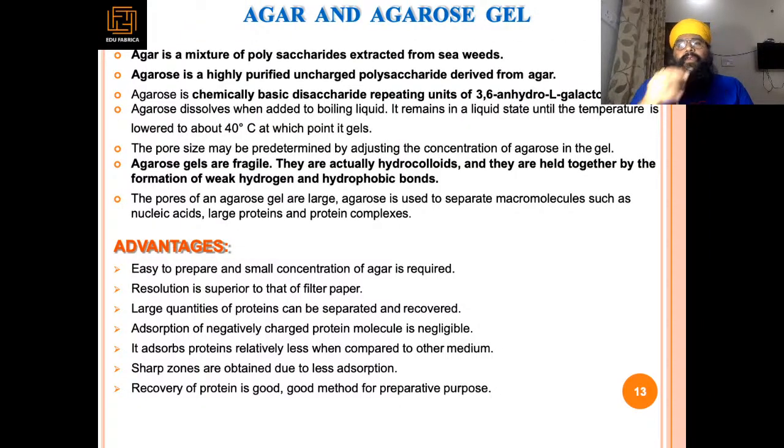We can use two types of gel in it. One is agar and one is agarose. Agar is a mixture of polysaccharides extracted from the seaweeds, whereas agarose is highly purified uncharged polysaccharide derived from your agar medium. So agarose is a chemically basic disaccharide with repeating units of 3,6 anhydro-L-galactose. Agarose gels are fragile, they are usually hydrocolloids and they are held together by the formation of weak hydrogen and hydrophobic bonds.